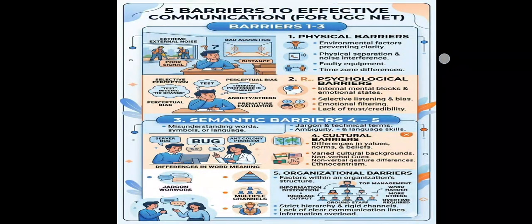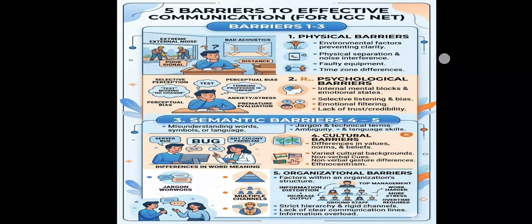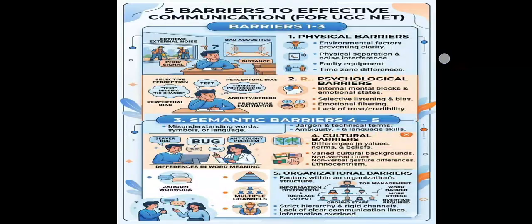Next, we have lack of trust and credibility. If the receiver does not trust the sender, the message fails. Even if the sender is speaking absolute truth, a lack of credibility means the receiver will view the information with suspicion and skepticism. Remember, psychological barriers are all about mindset, emotions, and personal bias.